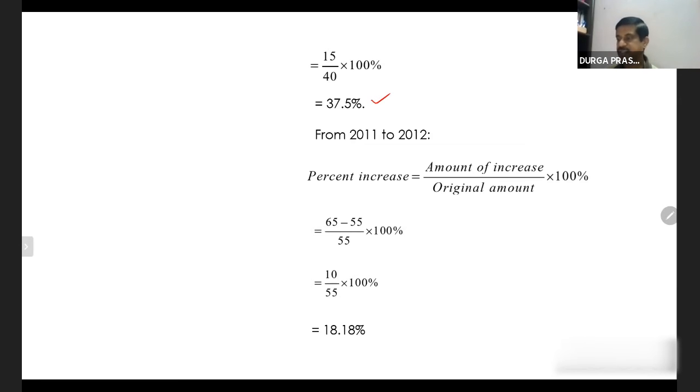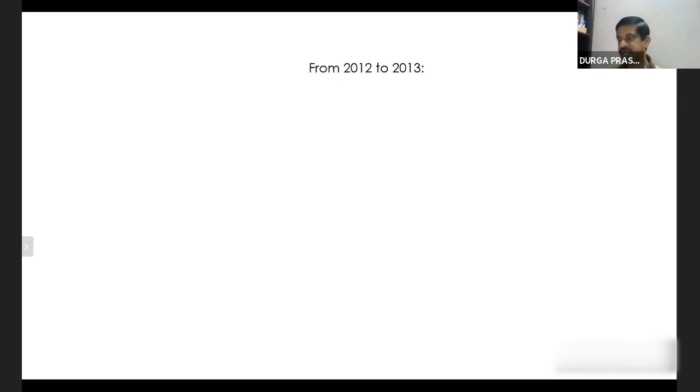Okay. Now let us see if anything else will be higher than 37.5. Of course, we need to calculate all of these because the denominators change. You see, the denominator is 40 and here it is 55, like that. If the denominators had remained the same, I would have just looked at the increase and decided. But as denominators change from case to case, we need to find each case.